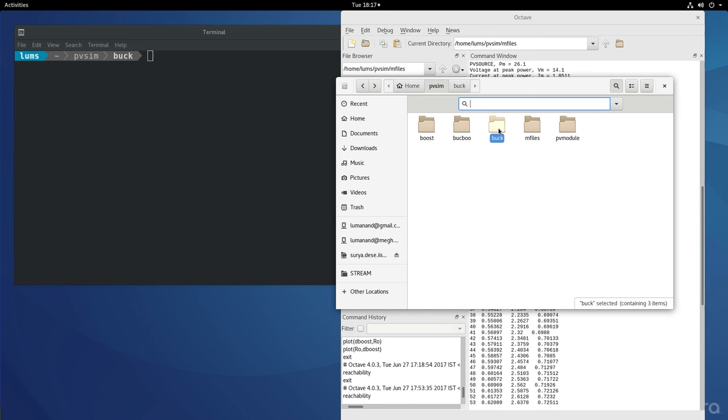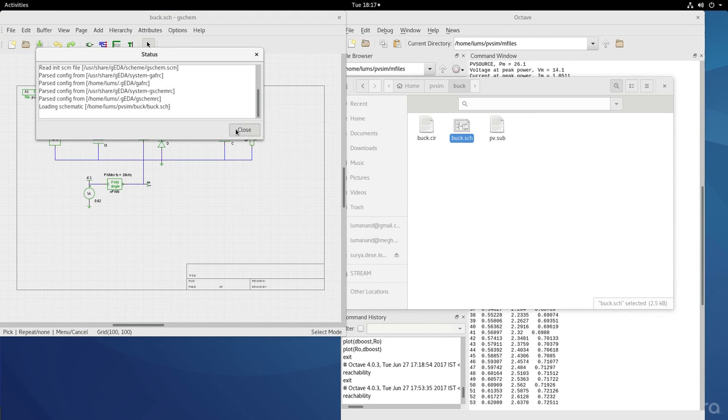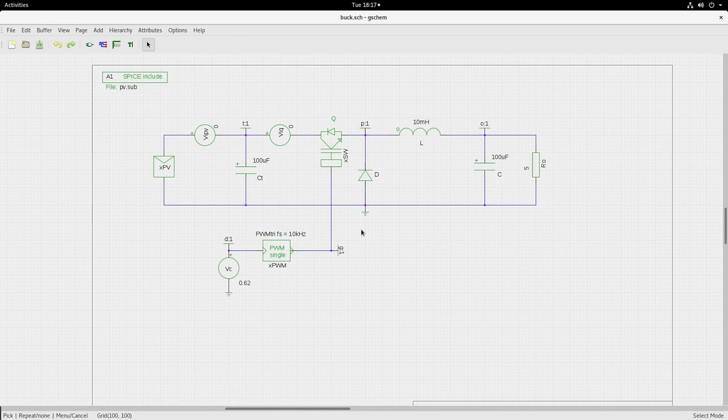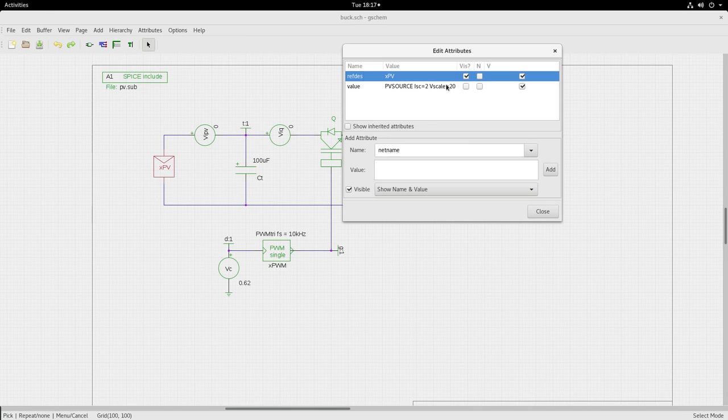Let me now go into the buck folder and open the buck.schematic file, and let us zoom this. You see it is similar to what we discussed in the boost converter, only now this is a buck converter. You have the switch here, the inductor and the L with a freewheeling diode in this fashion. You have the same PWM, then you have the VC control voltage. You have the XPV, this is the same PV source, ISC2 V scale 20.